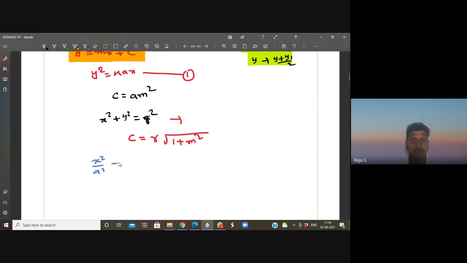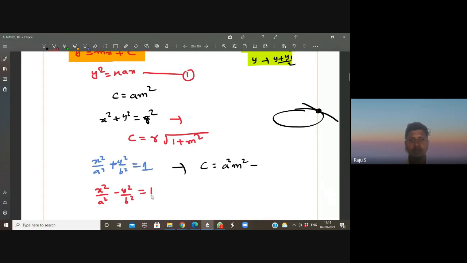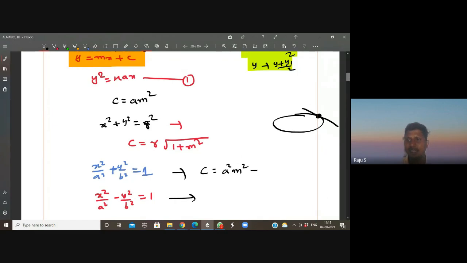So x square by a square plus y square by b square is equal to 1, this is the equation of the ellipse. The tangency condition for a tangent at any point: c is equal to, same, c square is equal to a square m square, plus b square or minus b square? Yes, students, anyone? So this is the hyperbola equation. Then what is the tangency condition? When can we say that y is equal to mx plus c is a tangent to the hyperbola or ellipse? Here plus b square, and here c square is equal to a square m square minus b square.